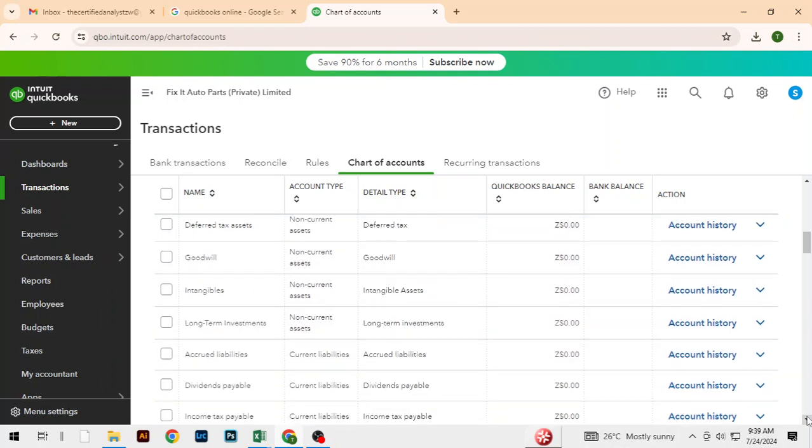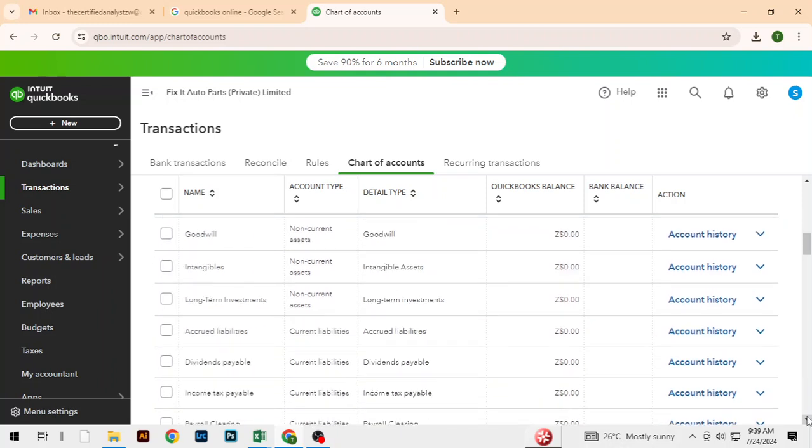And then we have got goodwill. So goodwill is an intangible, and it falls under non-current assets. Mostly it arises as a result of acquisition. So if you buy a certain business, then goodwill will arise, and you have to add it in your books.